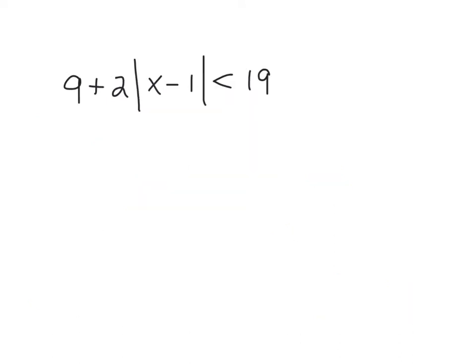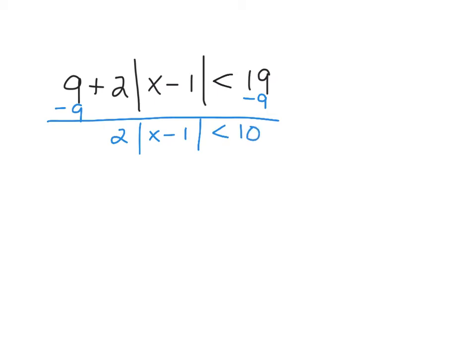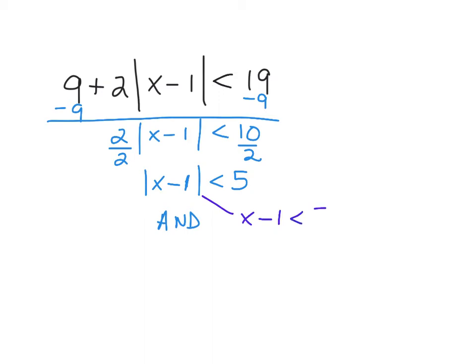Okay, another problem here. Again, don't distribute into the absolute value. Let's start by subtracting 9 from both sides. Our idea is isolating that absolute value. 2 times the absolute value is less than 19 minus 9, which is 10. And then we would divide by 2, and we get the absolute value of x minus 1 is less than 5. Less than is an and statement, so this is going to be an and. My two cases will be x minus 1 is less than 5, and at the same time, x minus 1 is greater than negative 5.